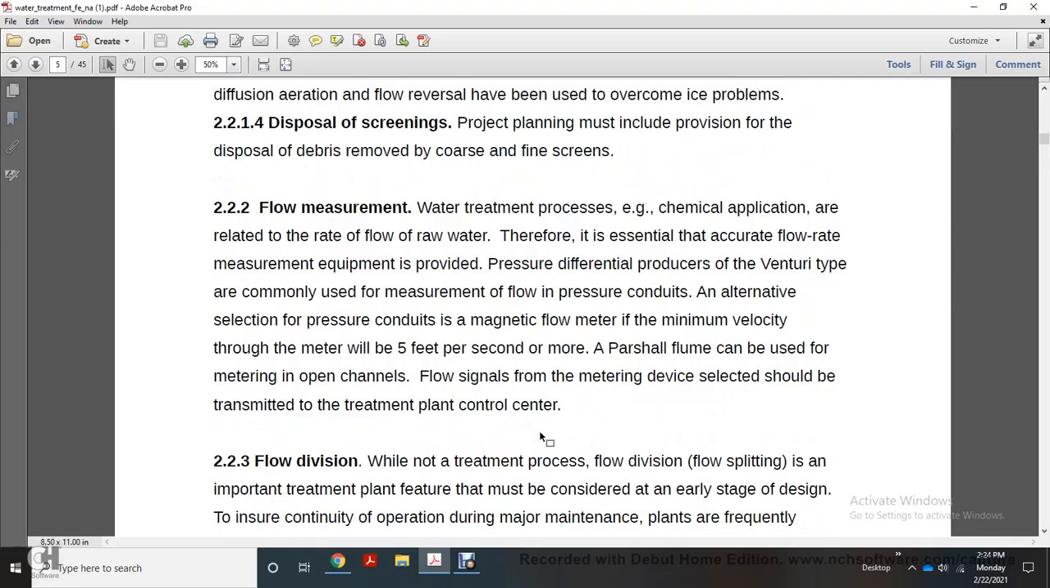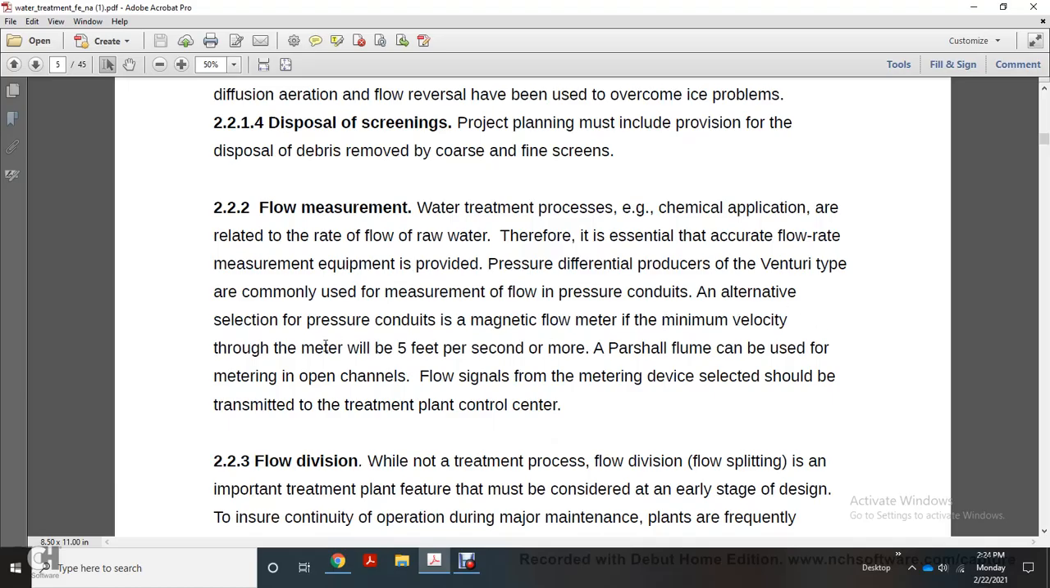Chemical application is related to the rate of flow of the raw water, therefore accurate flow rate measurement is essential. Equipment providing a pressure differential, such as the venturi type, is commonly used for measuring flow. An alternative selection is the magnetic flow meter.